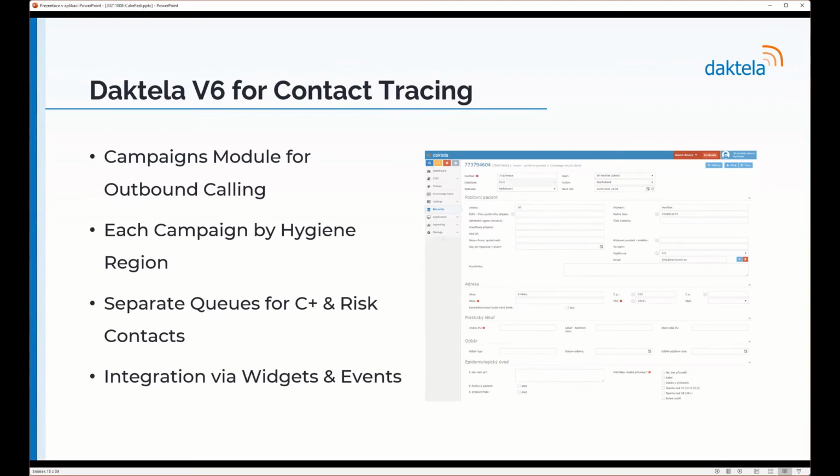One of the very important things is that for the contact tracing application, we've used many customization tools, but two of them are the main ones. The first one is widgets, and the second one is events, and I'll talk about this later on.